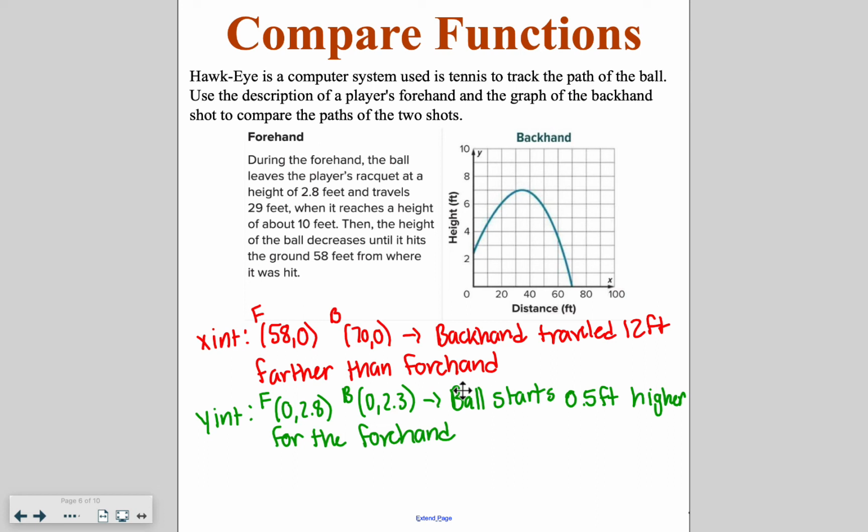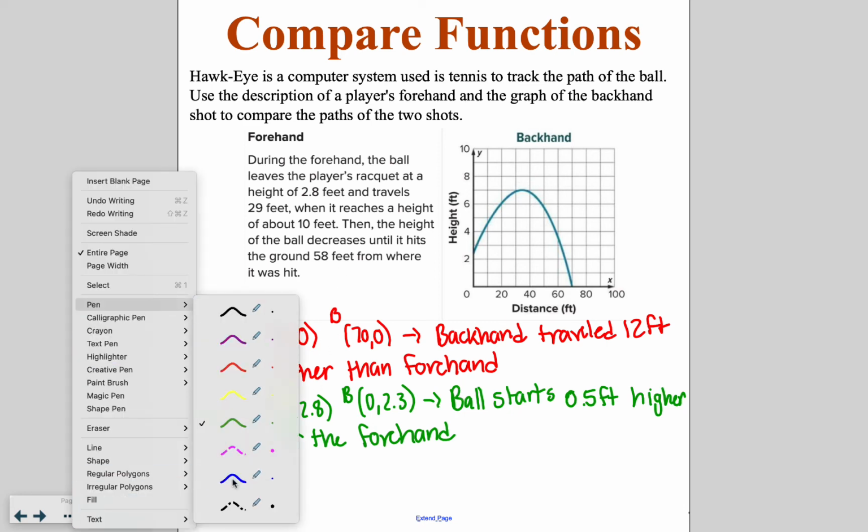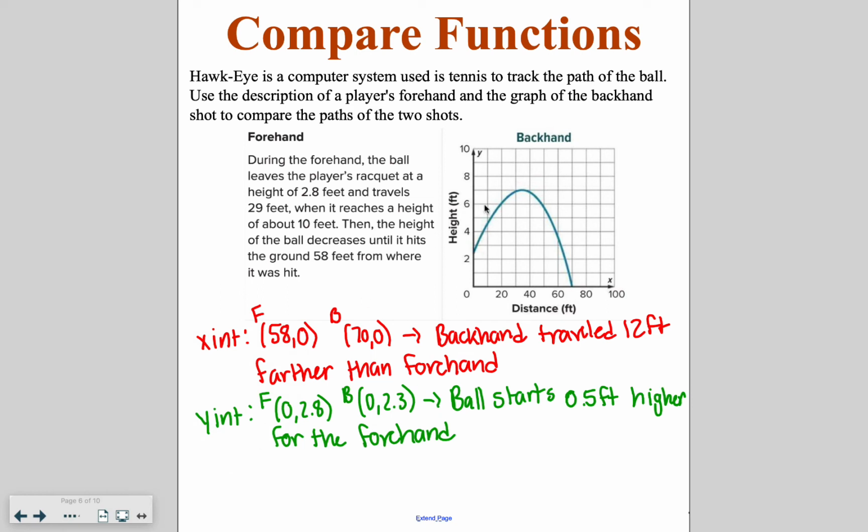So we start by looking at the intercepts. Those are our first important points that we want to look at. Then we want to look at any relative extremes, so any relative maximums or minimums. In this case, we can tell from the graph that we're going to have a relative maximum. So I'm going to look at my maximums here. And in the forehand, it says it travels 29 feet and reaches a height of 10, and then it starts decreasing.